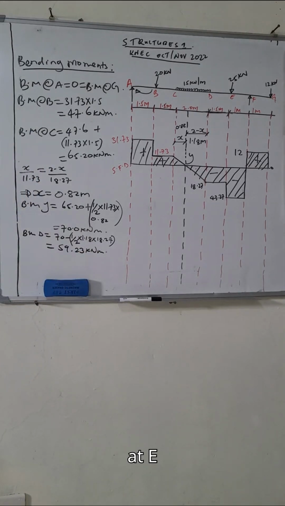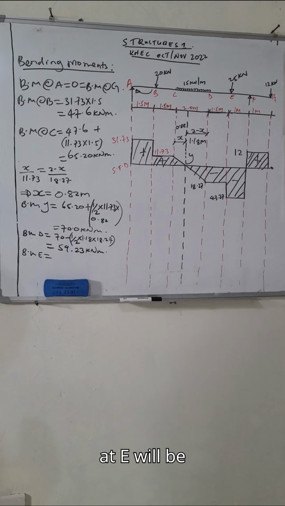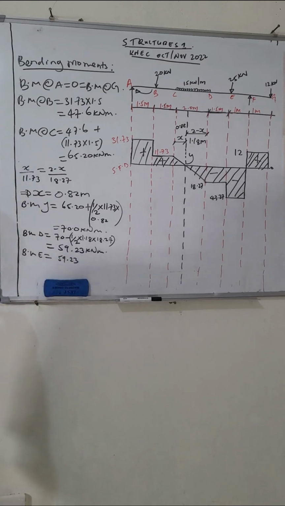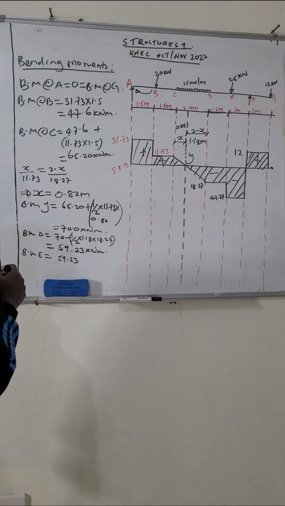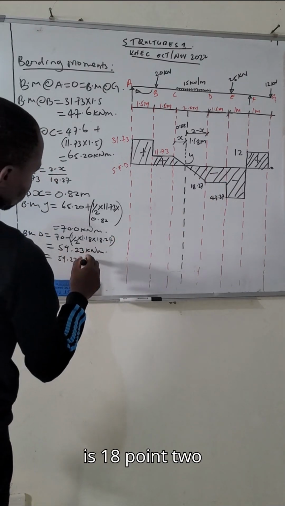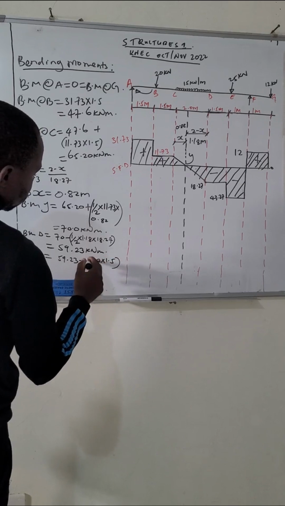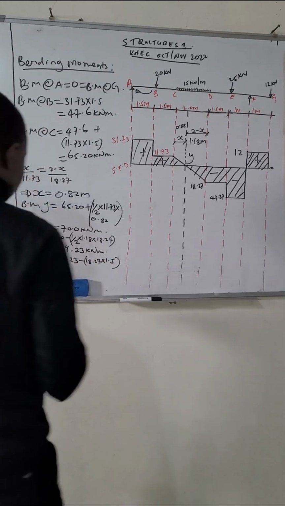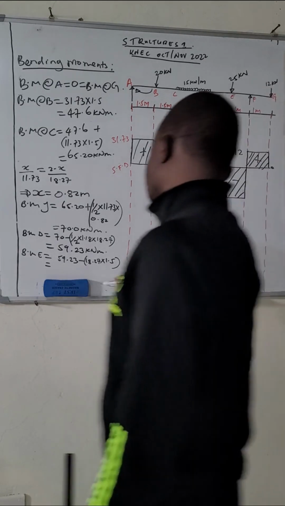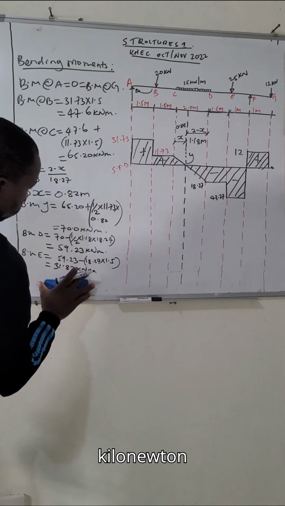Bending moment at E will be bending moment at D, which is 59.23, minus this area, that is 18.27 times 1.5. So this one will give you 31.82 kilonewton meter.